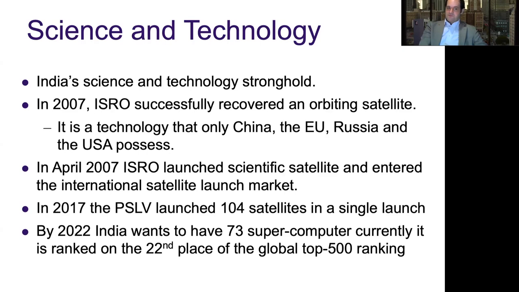Another indicator: India is very good in, and has become a real hub for, software development and service development as well. So the computer industry is really at the forefront on a global scale. And I gave you just some indicators here about the use of supercomputers. By 2022, India wants to have 73 supercomputers. It's currently ranked 22nd on the global top 500 ranking of supercomputers, which used to be a bit higher, but quite some countries were beefing up their systems. So once these 73 computers are delivered, India might really be in the top there again. And that shows, again, their aspiration to be one of the top countries in terms of IT technology and development.